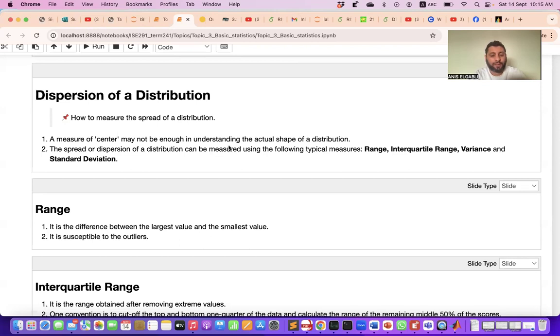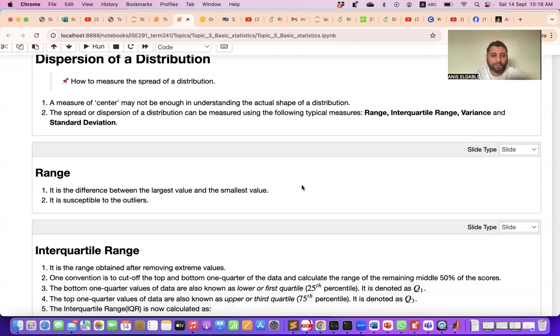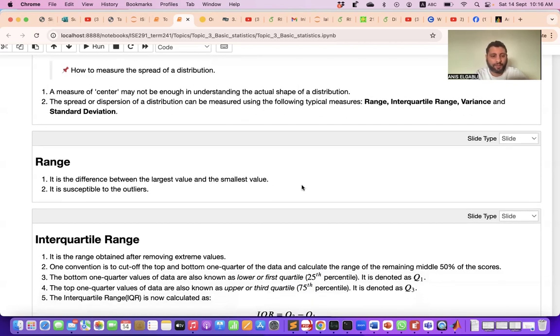So in order to understand the shape and how the data is scattered around the center, we need to know about metrics that are used to quantify or measure the dispersion of a distribution. We have a number of them here. We have the range, interquartile range, the variance, and the standard deviation. So we will go over them one after the other.